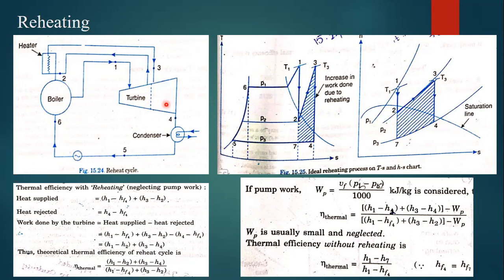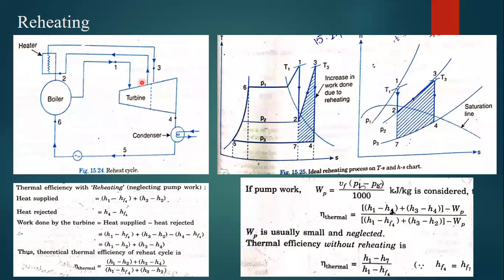See, here we are going to have two turbines, one low pressure turbine and the other a high pressure turbine. First we give the steam to the turbine, and then it is taken to the heater, where we again increase the temperature, and then we give it back to the turbine. That is reheating.